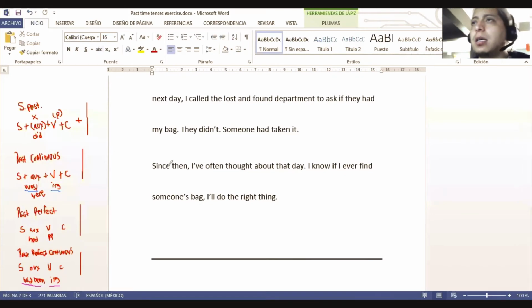It says, since then, starting in that moment, since that moment, subject, auxiliary, and verb in past participle. This is an adverb, it doesn't count. I have taught, this is have. I have taught, this is the present perfect.